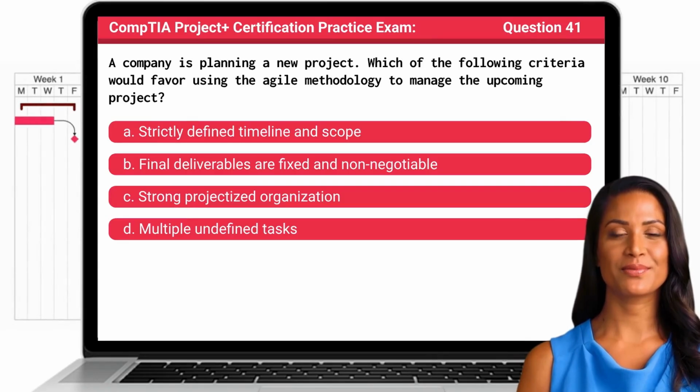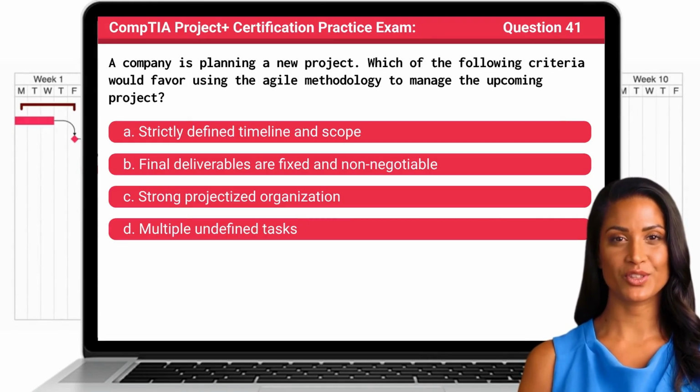Question 41. A company is planning a new project. Which of the following criteria would favor using the Agile methodology to manage the upcoming project?